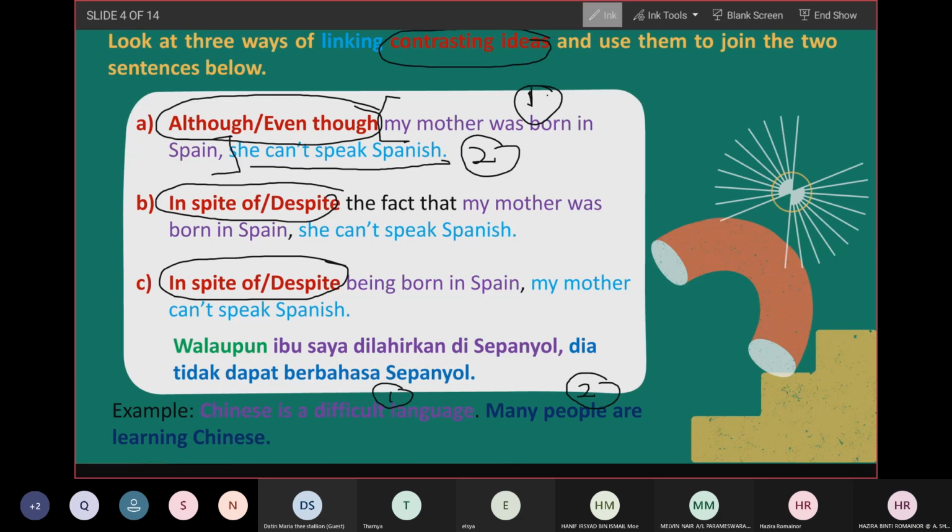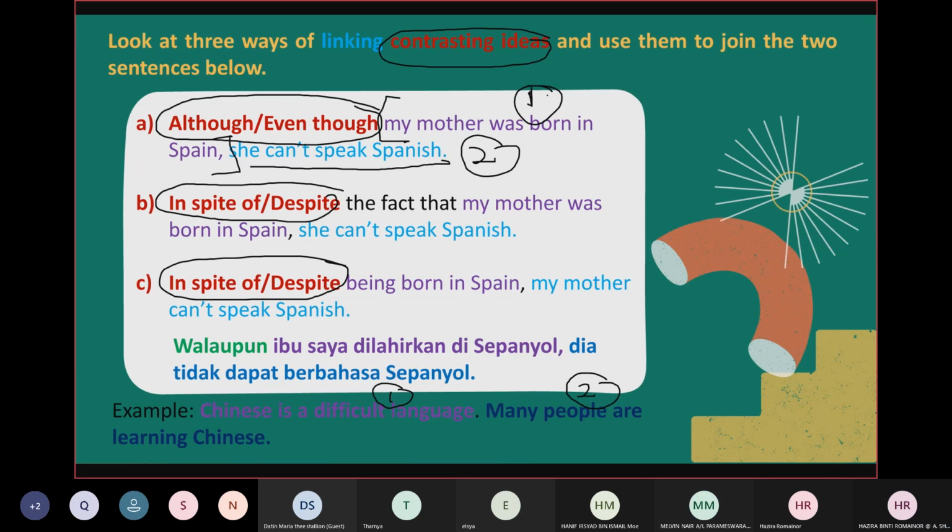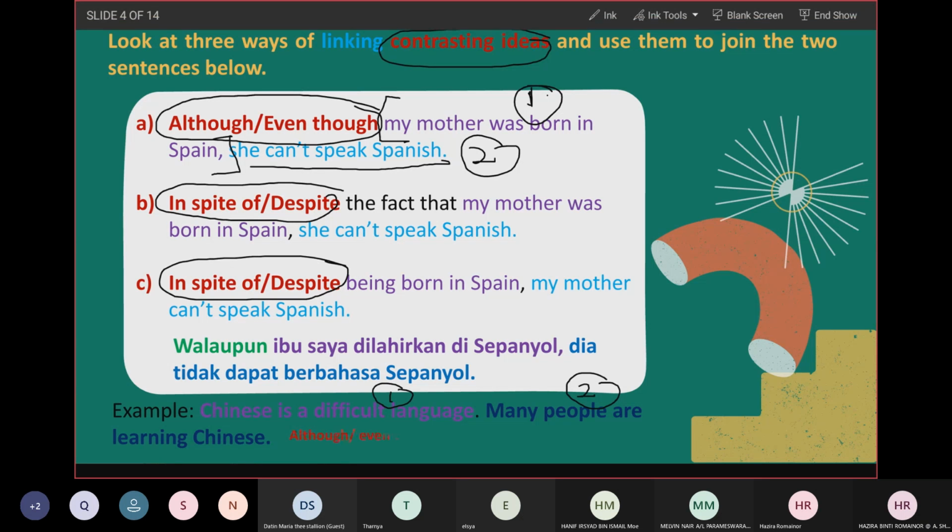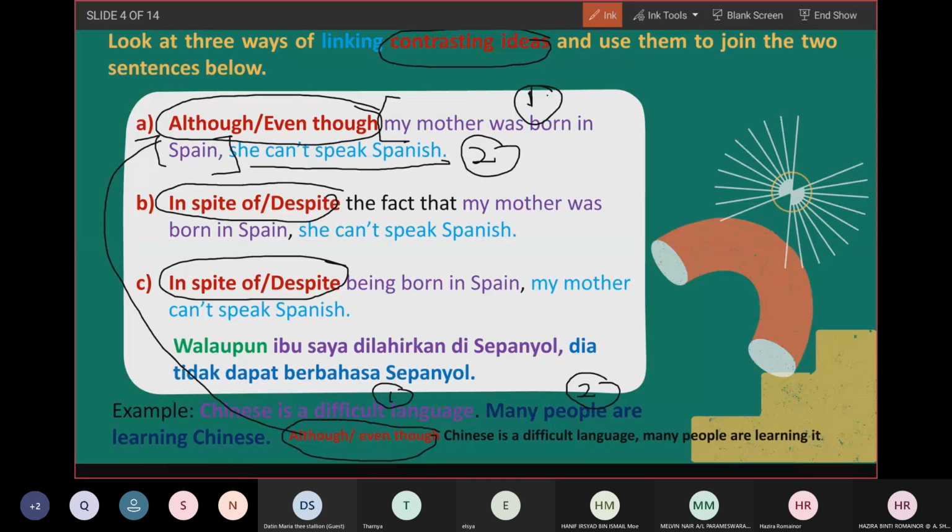Are you clear? Contoh saya beri. Okay, teacher. Alright, that is the first example. Although or even though Chinese is the difficult language, many people are learning it. Okay, ini contoh ayat yang pertama. Ini saya ikut contoh dalam muka surat yang sama 130 tapi merujuk kepada A. Although or even though Chinese is a difficult language, many people are learning it.